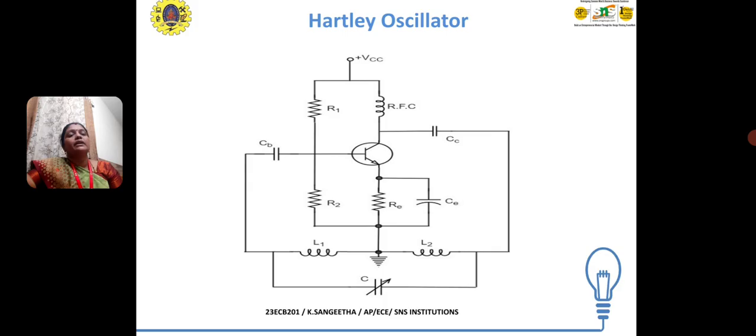These components are mainly used to produce stable biasing. And the RFC, that is radio frequency coil, is connected, and two inductors and one variable capacitor are connected.